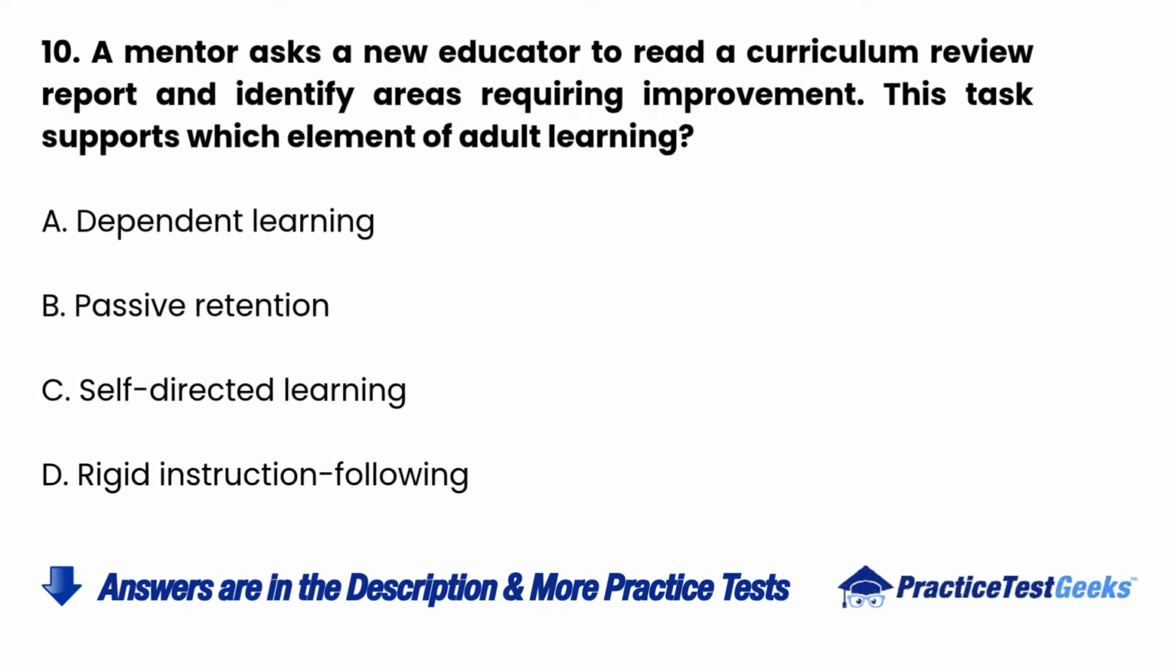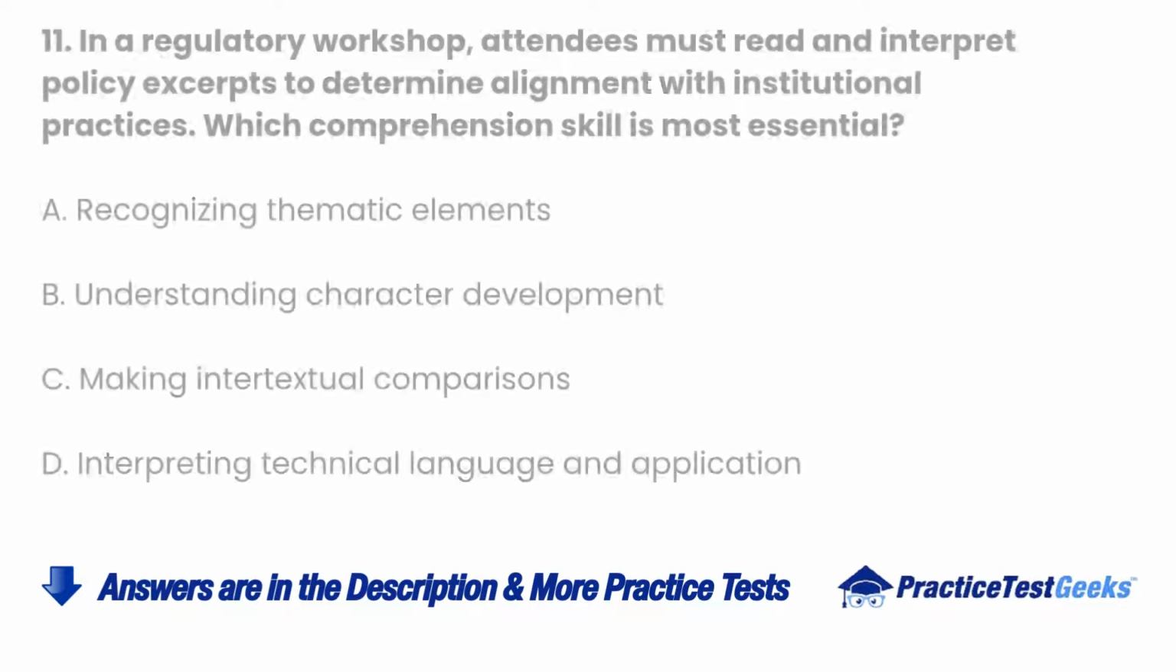10. A mentor asks a new educator to read a curriculum review report and identify areas requiring improvement. This task supports which element of adult learning? A. Dependent learning. B. Passive retention. C. Self-directed learning. D. Rigid instruction following.